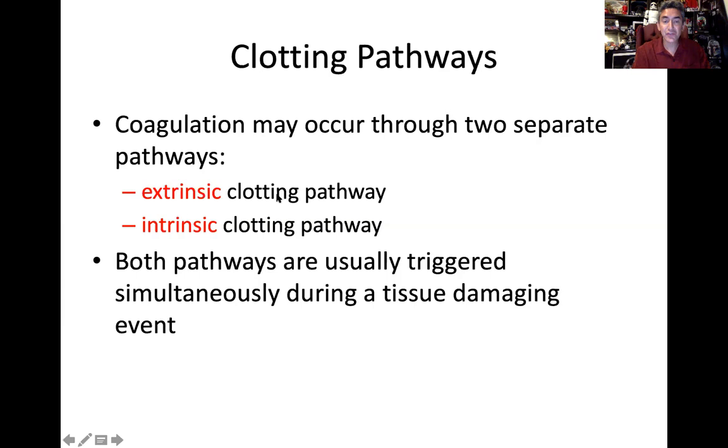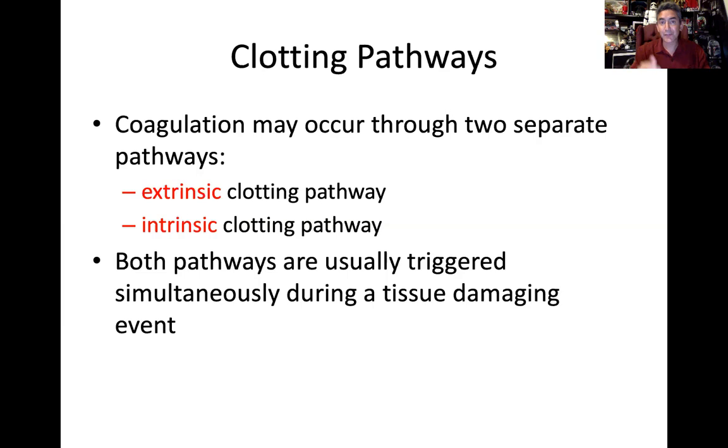I don't know if you understand the terms extrinsic, sort of external, intrinsic, internal. So external and internal to what, right? So let's apply that context here. Both the extrinsic and the intrinsic clotting pathways are triggered simultaneously during tissue damage. And again, yes, they're two separate things, but realistically, practically, they're going to both happen at the same time and lead to the same result.